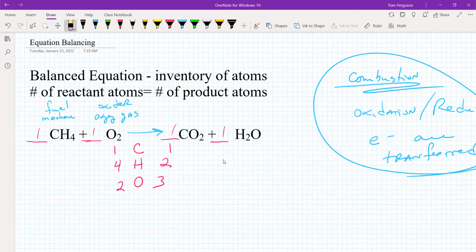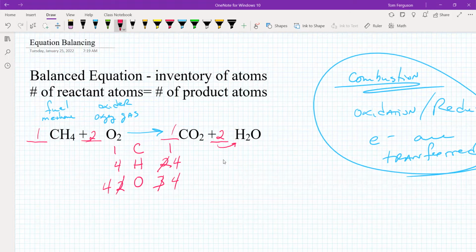Okay, so 4 hydrogens on the left. If we change this to 2, that'll give us 4 hydrogens and 2 more oxygens. So that gives us 4 oxygens total. Carbons are in good shape, hydrogens are in good shape, oxygens are not. So we're going to change the coefficient for the oxygen to 2. So now we have a balanced equation.